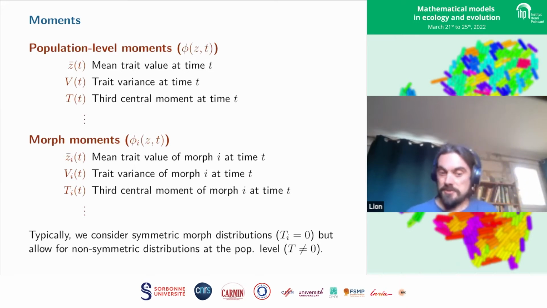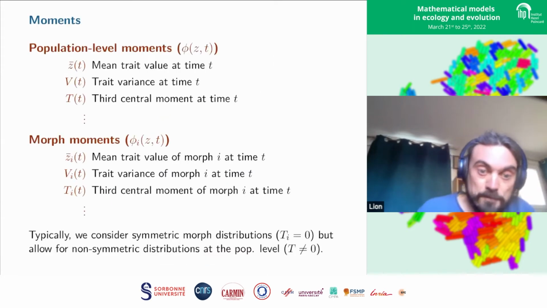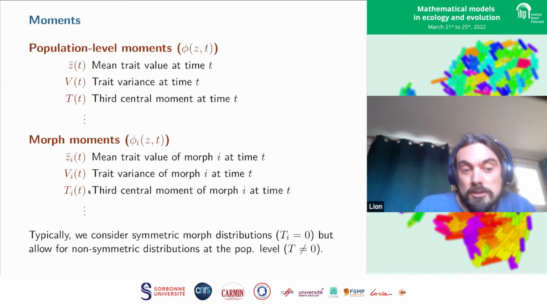Typically, we're going to consider symmetric morph distributions. Maybe in most of what I'm going to do later, I'm going to assume that the morph distributions are Gaussian, like in classical quantitative genetics. But of course, the whole distribution is not necessarily Gaussian, especially if we have two peaks, and it's not necessarily symmetric, because like in this distribution here, it's not symmetric either. But at the morph level, I'm going to assume basically symmetric trait distribution, so that this Ti will be 0, but the T at the population level won't be 0.